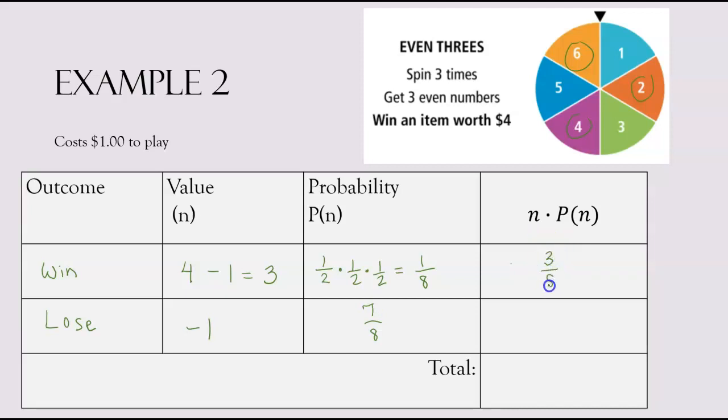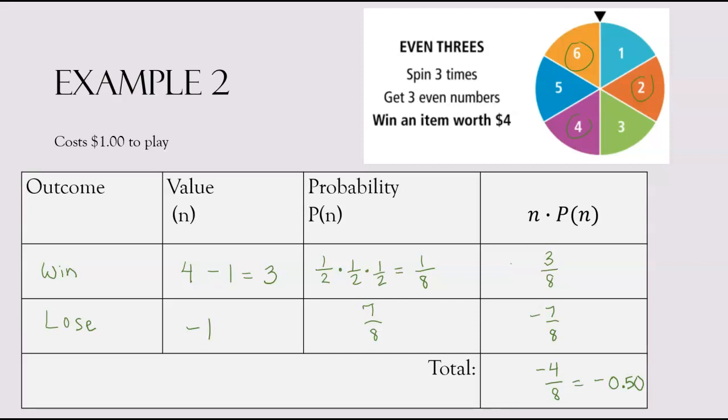This would just be 3 over 8 and -7 over 8. It's kind of nice that they have a common denominator because we're just going to add those together. We're going to have an 8 in the denominator, and then 3 minus 7 would be -4. So the total would be negative. And remember, this is money, so it makes sense to talk about this as a decimal. I would expect, if I play this game, on average, to lose 50 cents.